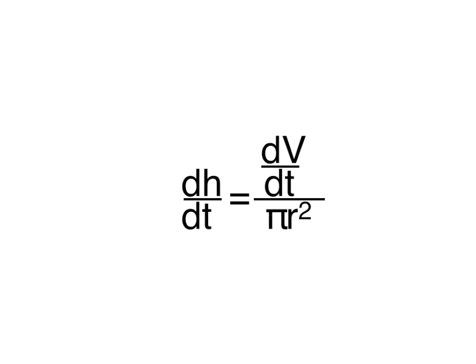So this just says the height of the cylinder is going to change an amount equal to a change in the volume of the cylinder divided by pi r squared. That's when the radius stays constant.